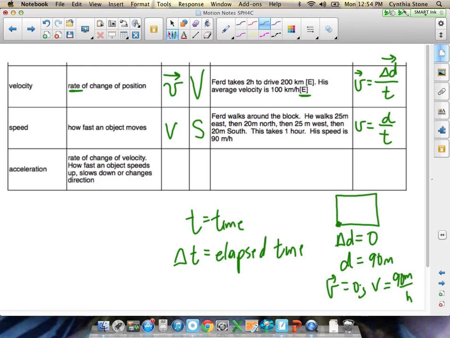And then there's acceleration, and it's the rate of change of velocity. It's how fast something speeds up, slows down, or changes direction. It is A, at least that would make sense, A for acceleration, and it is a vector.